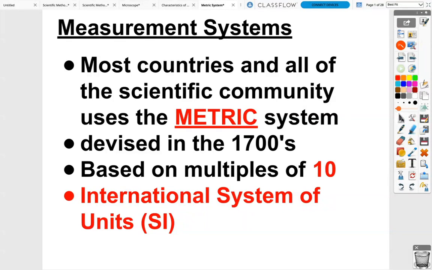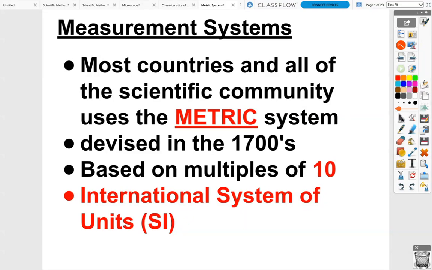The metric system is also known as the International System of Units, which is abbreviated SI. So if you ever see anything that says put this in SI units, they're talking about the metric system. It's not IS because in other languages, typically the adjective will follow the noun. So System International is where SI comes from.